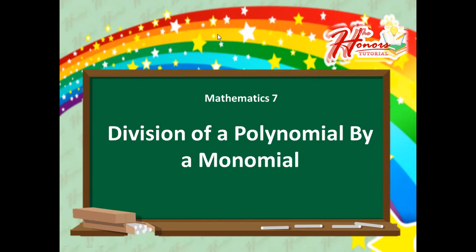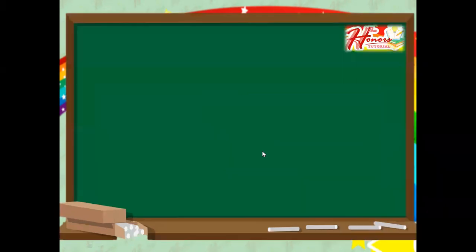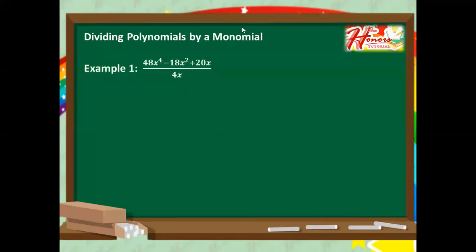Our topic for today is about division of a polynomial by a monomial. This is under Mathematics 7. Let's have our first example here. So we have 48x raised to 4 minus 18x raised to 2 plus 20x over 4x. So this will be our solution.